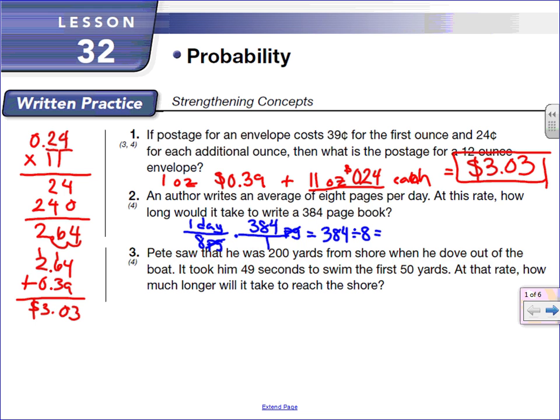So over here, 384 divided by 8. 8 goes into 38 4 times. 4 times 8 is 32. 38 minus 32 is 6. Bring down the 4. 8 goes into 64 8 times. So it will take 48, and then my units are the ones that I didn't cross off, so days.